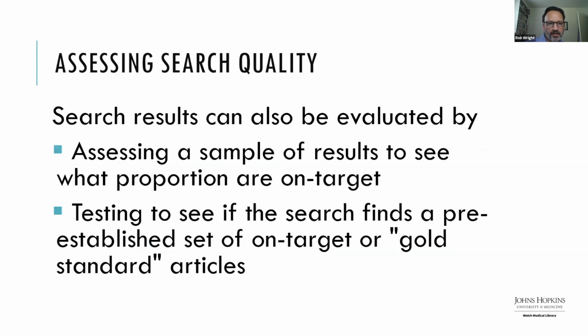So, two other ways, as I wrap up here, to assess search quality. One is to look at a sample of results and see what proportion are on target. So kind of getting at that precision measure. A lot of times what I'll do is set the display options for PubMed to show me 100 results at a time. I'll also format it to show me the abstract view.